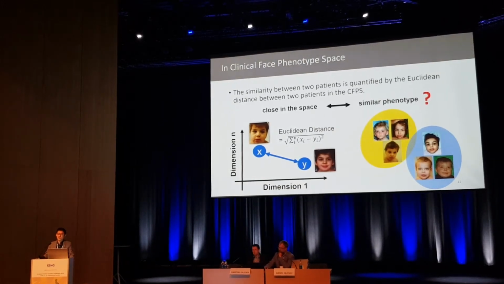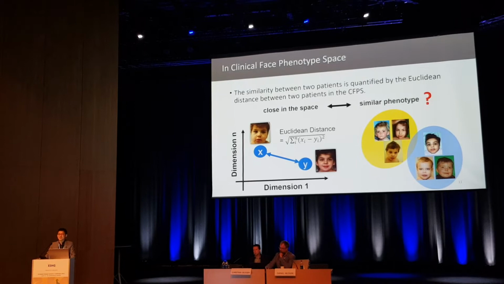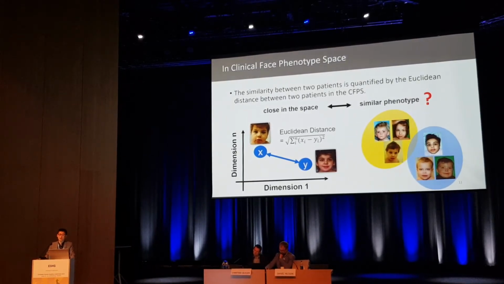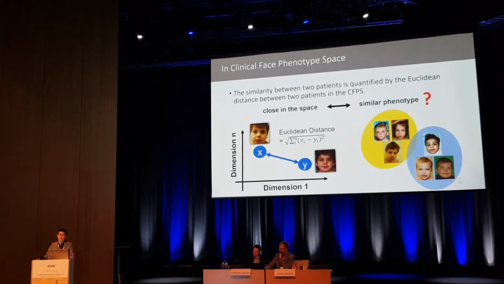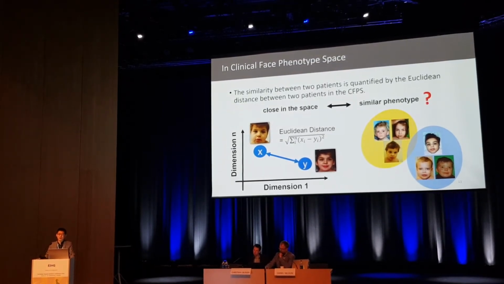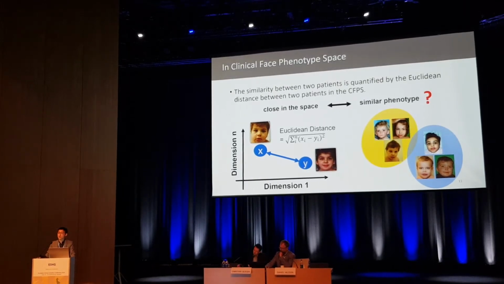And in the clinical face phenotype space, the similarity between two patients is quantified by the Euclidean distance between the two patients in the space. Then we further want to prove: if the patients are close in the space, do they have similar phenotypes?